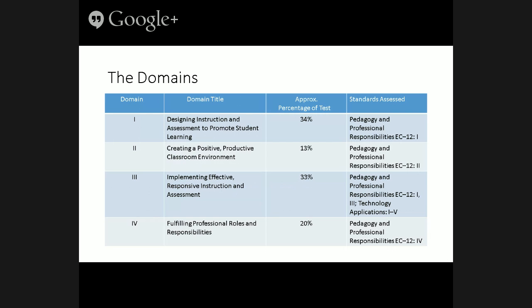The test is broken down into 4 domains. Domain number 1, designing instruction and assessment to promote student learning, is the largest of the domains. It is approximately 34% of the test.